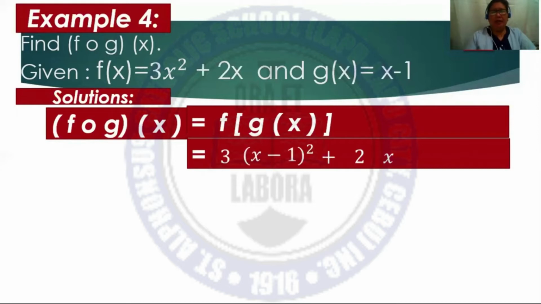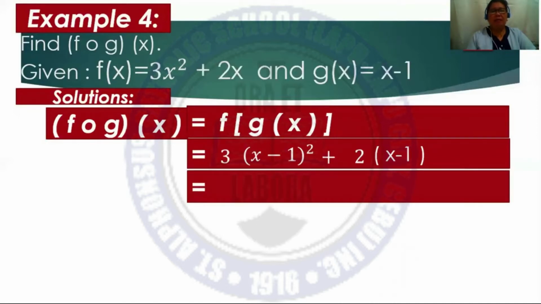Replace x by x minus 1 and the other x by x minus 1. And afterwards, we have to take the square of the binomial. That is, copy the first 3, and we have x squared. X times negative 1 is negative x. X times negative 1 is negative x. And the square of negative 1 is positive 1. And 2 times x minus 1.